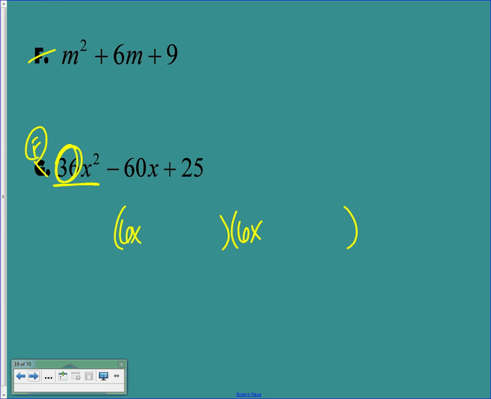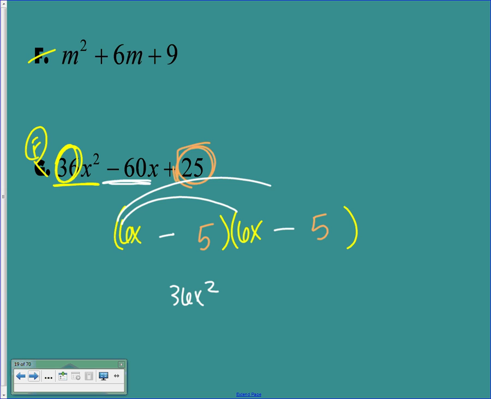Then you look at the last number. Remember, you're looking at first and last. Options for 25. Again, I just said 99% of the time, if it's a perfect square, square root it. So let's try 5 and 5. Now we're going to look at our middle. So we went first, outside, middle. We're supposed to get a negative 60. So I'm going to try a minus and a minus. Now if I FOIL, I get 36x squared. Outsides give me a negative 30x. Insides give me a negative 30x, and the last terms give me a plus 25. Negative 30 and negative 30 is the negative 60 that I was looking for, so I'm good to go.